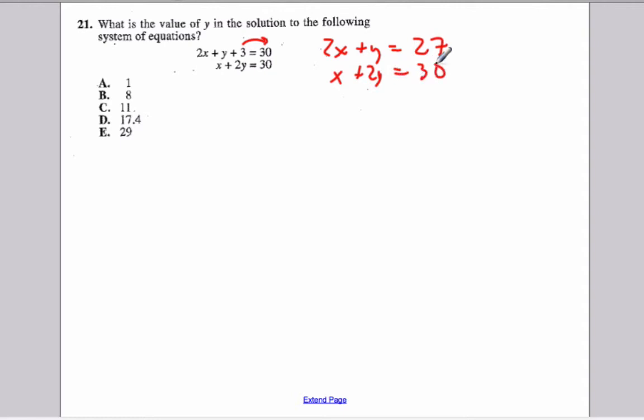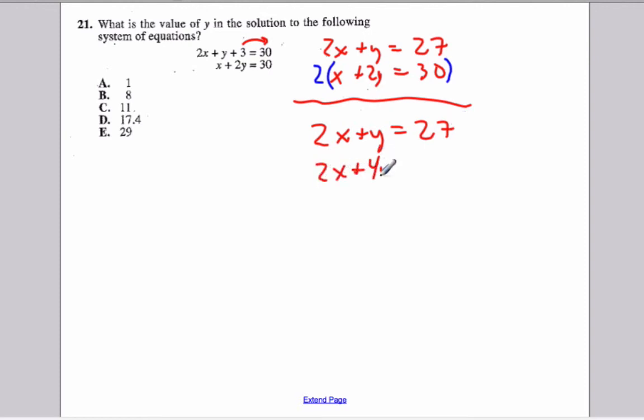And then we do the addition or subtraction property. Problem is as it sits, nothing crosses out. So I'm still going to have two variables if I do that. So what I'm going to do is multiply this one by 2. So that leaves me with, on top, a 2x plus y equal to 27. And on the bottom, I'm left with 2x plus 4y. I'm distributing this 2 through, but don't forget to distribute to the right side as well, equals 60.